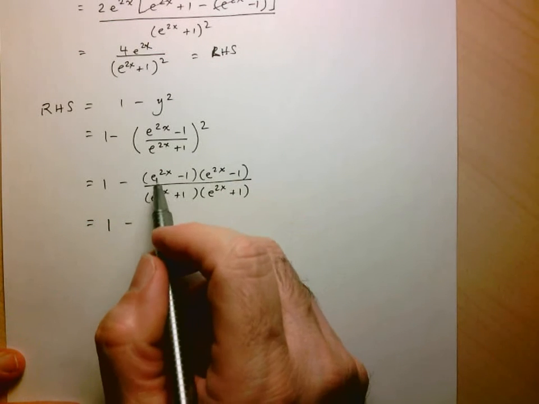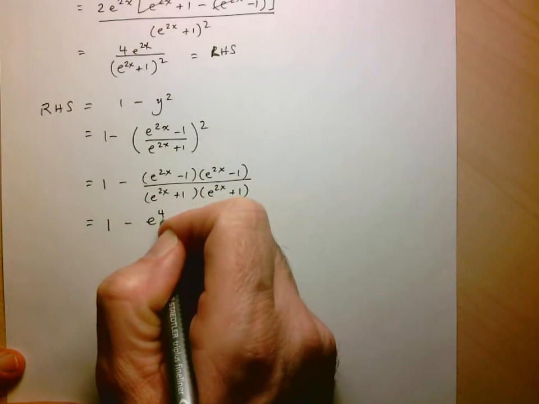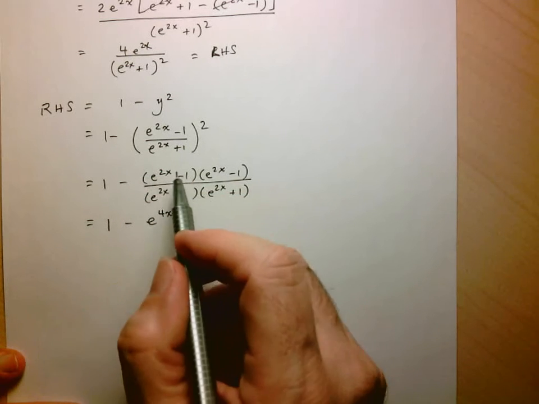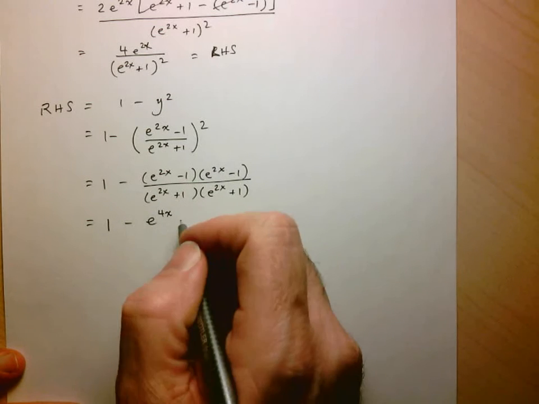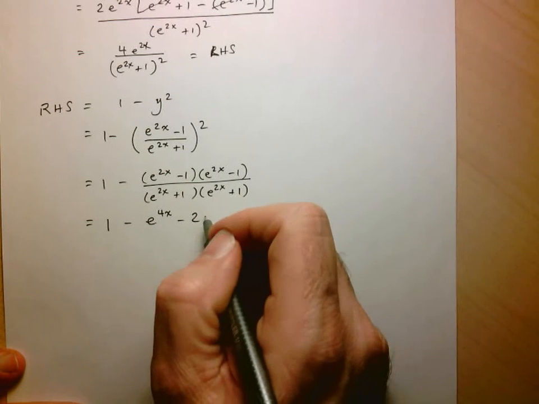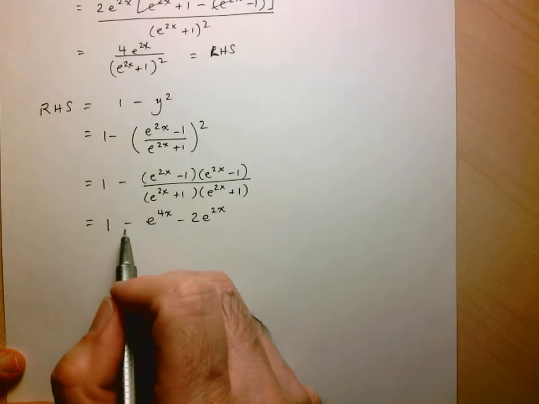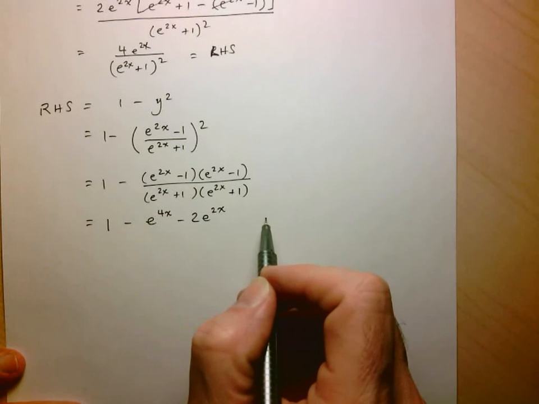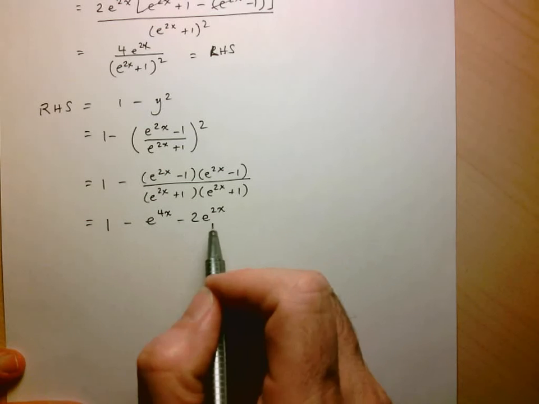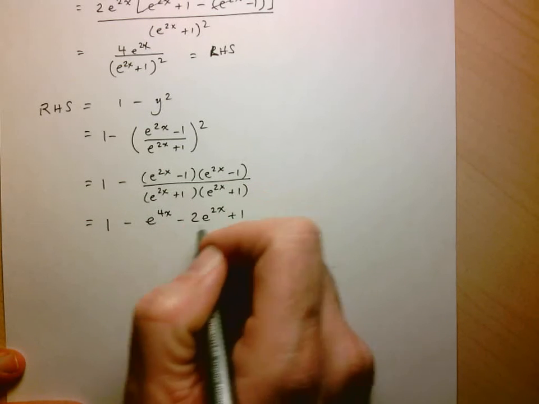So here we have e to the 2x times e to the 2x. That's just going to be e to the 4x. Here we have negative e to the 2x minus another e to the 2x, so minus 2e to the 2x. Now notice here I'm not worrying about the subtraction because I know I'm going to have this whole thing in a fraction. But normally I'd put brackets around that. And then here negative 1 times negative 1 is positive 1.